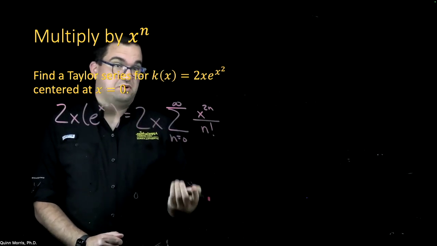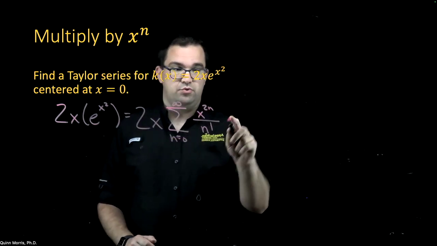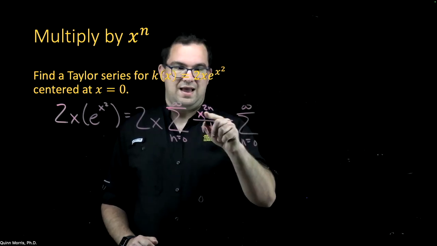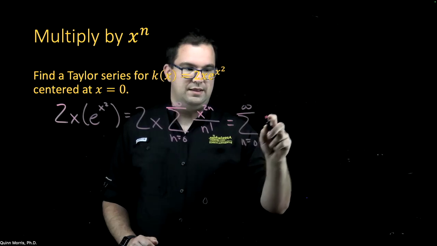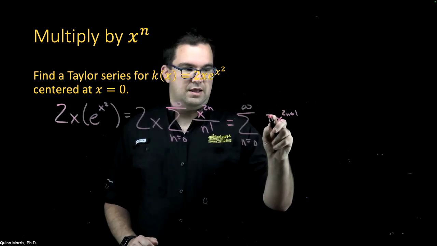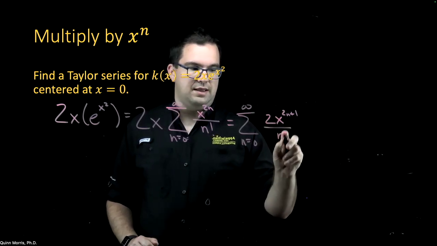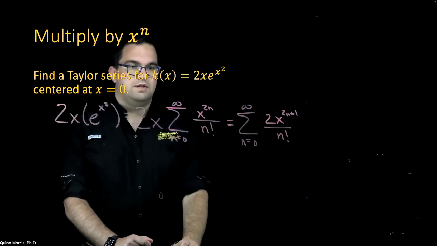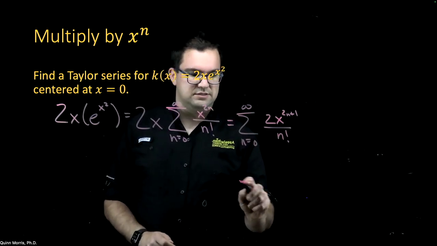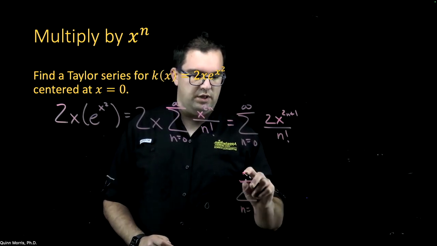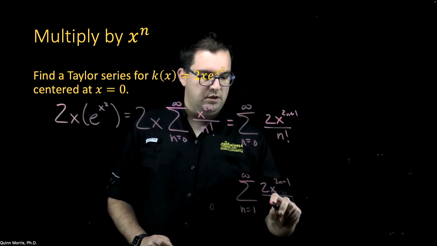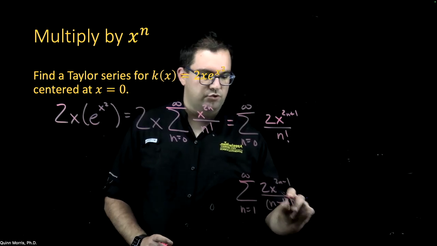Now, I could just distribute this x and distribute the 2. So let's see, x times x to the 2n would give me an x to the 2n plus 1. And then I get a 2 that got distributed in, divided by n factorial. Now, you might be looking at this and going, but wait, that's not what we got before, right? The answer we had previously was the sum n equals 1 to infinity, 2x to the 2n minus 1 divided by n minus 1 factorial.